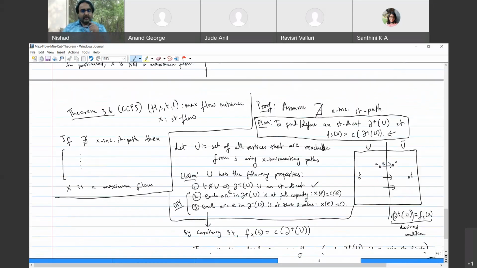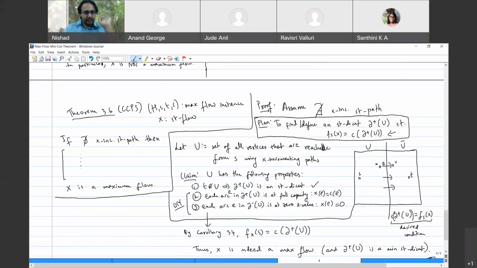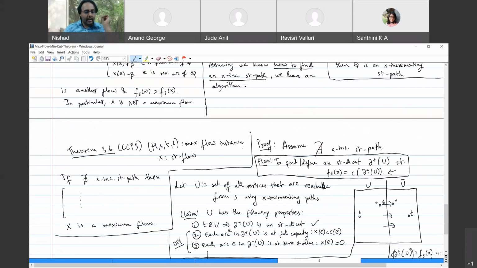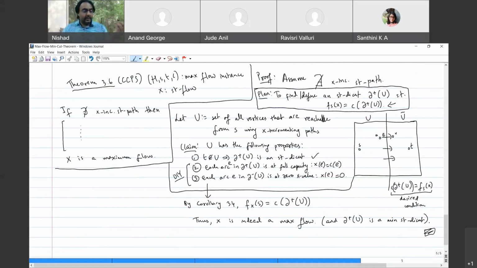All right, so this proves the max flow. Right, so this proves the theorem that if there is no x-incrementing ST path, then x is indeed a maximum flow. Okay. And now how do we get an algorithm? And the algorithm will also prove the max flow min cut theorem.